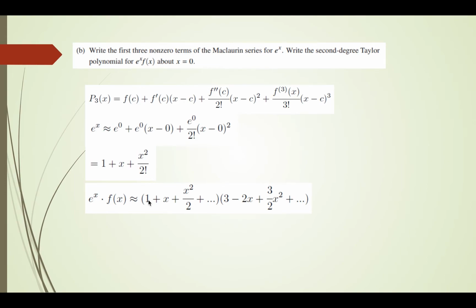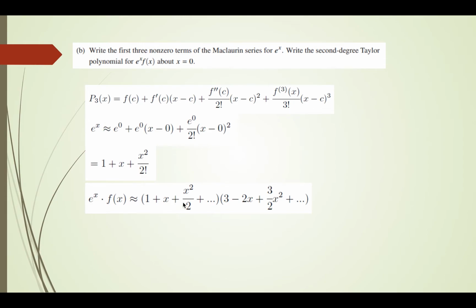So when I distribute, I'm going to take 1 times 3, 1 times negative 2x, 1 times 3 halves x squared, and I wouldn't multiply 1 by any more terms because this is an x squared term and that's the highest that we want. Then the next thing I would do is take my x term and distribute, so x times 3 is 3x, x times negative 2x is negative 2x squared, and I would stop there because if I go any further, I'm going to get powers greater than 2, which I do not want.